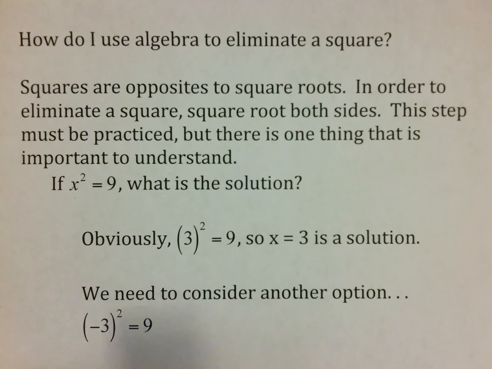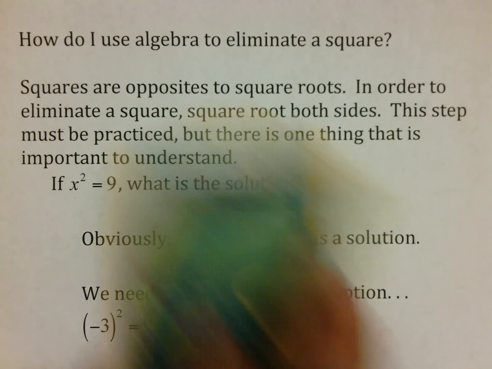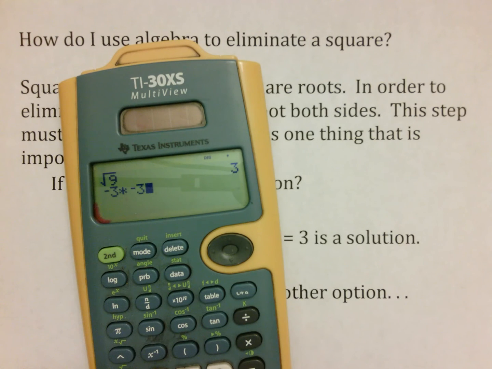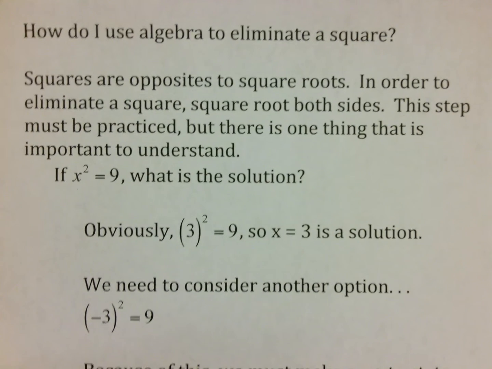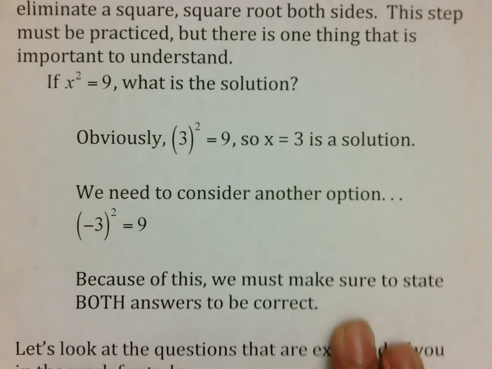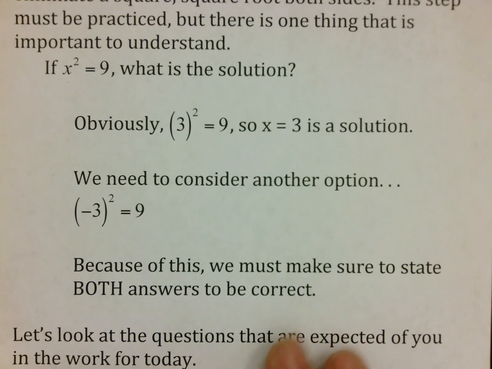But you need to consider the fact that negative 3 times negative 3 is also 9, which means that the answer is also negative 3. But your calculator is not going to show you the negative part, which is why you have to make sure that you practice this stuff, because if you don't show both answers, then your answer is actually wrong.